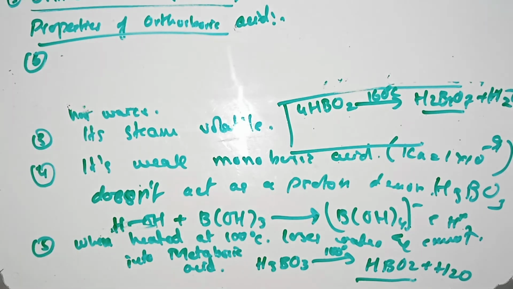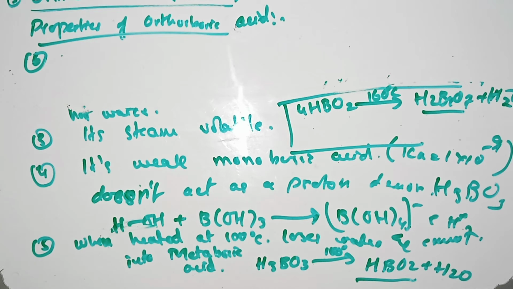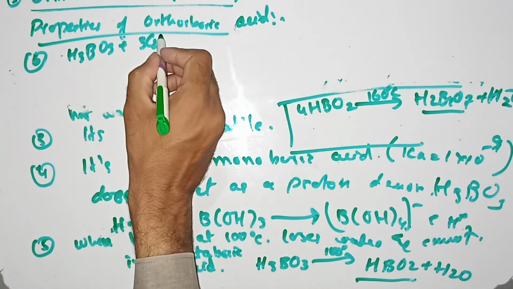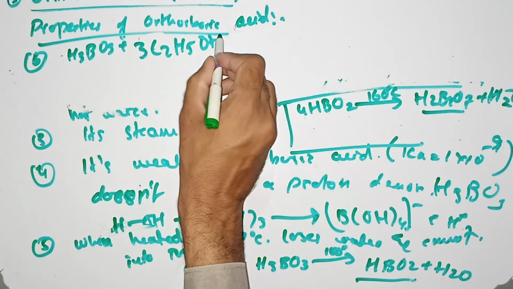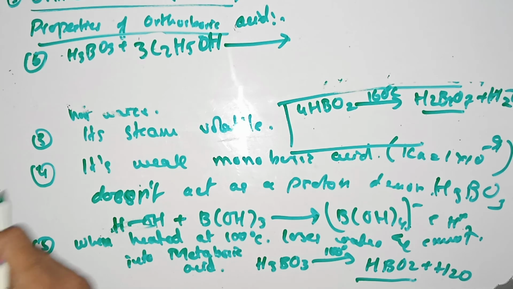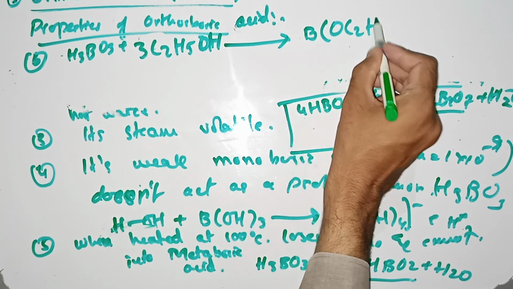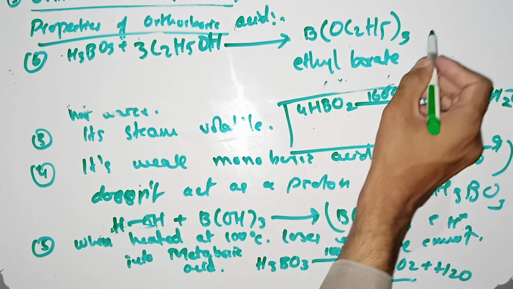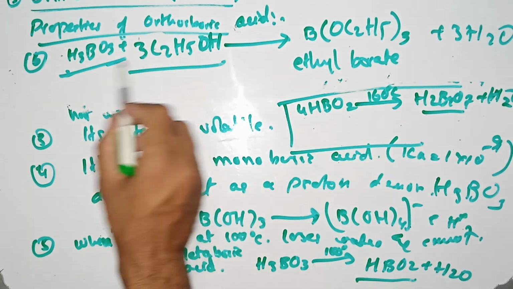The next property is the mixture with ethyl alcohol. When a mixture of ethyl alcohol with boric acid is burned, it burns with a green-edged flame due to the formation of volatile ethyl borate. H3BO3 plus 3C2H5OH, that is ethyl alcohol, burns with a green-edged flame and produces B(OC2H5)3, ethyl borate, plus 3H2O.